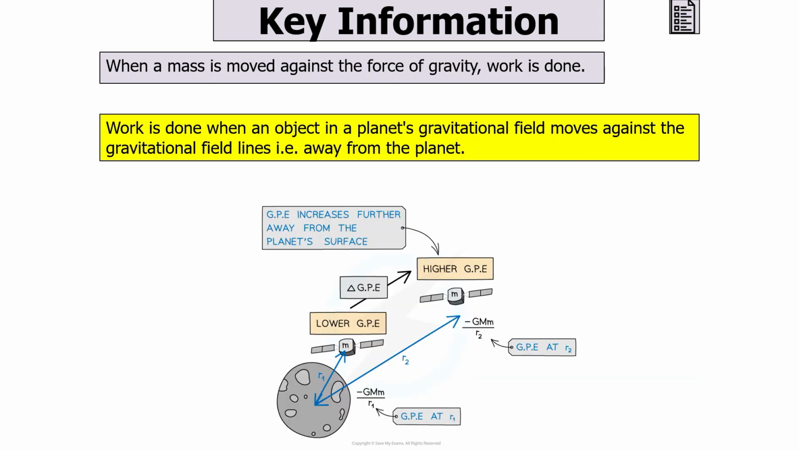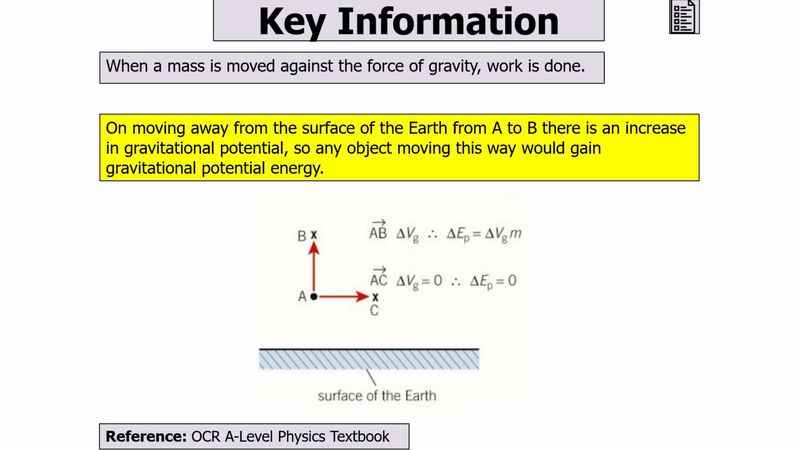Now, work is done when an object in the planet's gravitational field moves against the gravitational field lines, i.e. moves away from the planet. Now, moving away from the surface of the Earth, in this example from A to B, there will be an increase in gravitational potential. So we would say any object moving this way would gain gravitational potential energy.